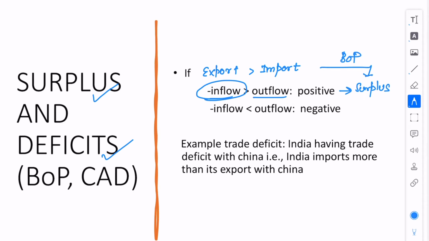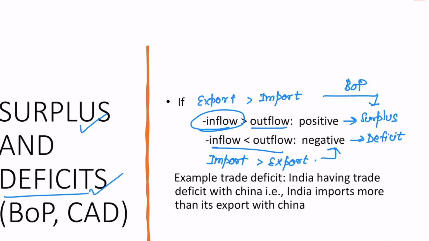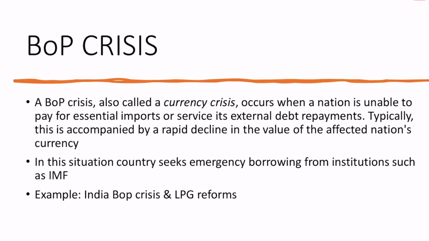But India's BOP is in deficit, which means in this scenario, imports are more than exports. Understood? That is in negative, which means BOP of India is in deficit. Clear? Now, BOP crisis. It is also called a currency crisis. Remember this. This is very important, often people don't remember it, but we all have to remember this. BOP crisis is also called a currency crisis.